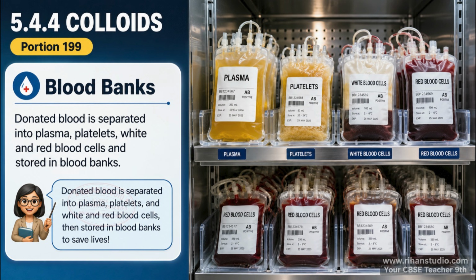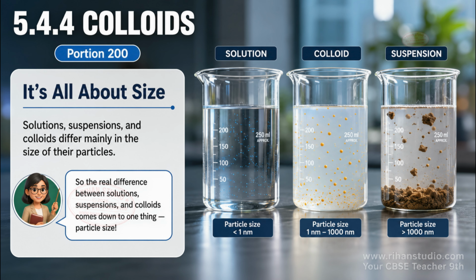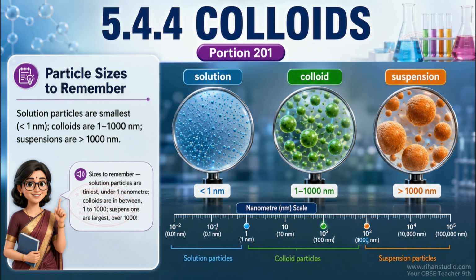Colloids. Solutions, suspensions, and colloids differ mainly in the size of their particles. So the real difference comes down to one thing: particle size. Solution particles are the smallest, less than 1 nanometer. Colloids are 1 to 1,000 nanometers. And suspensions are greater than 1,000 nanometers.